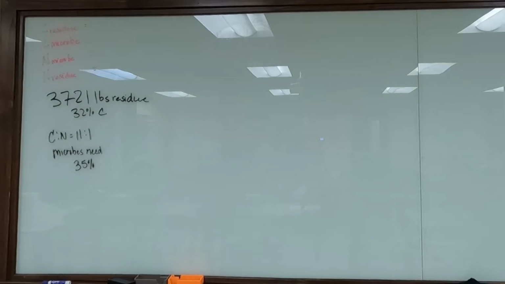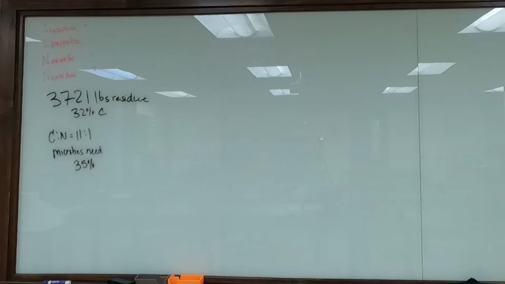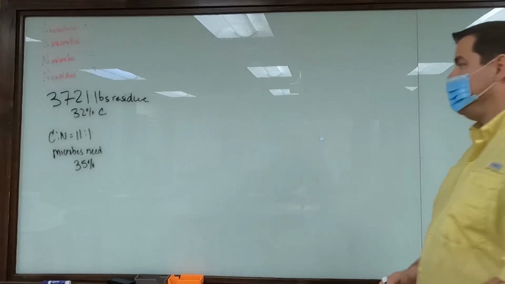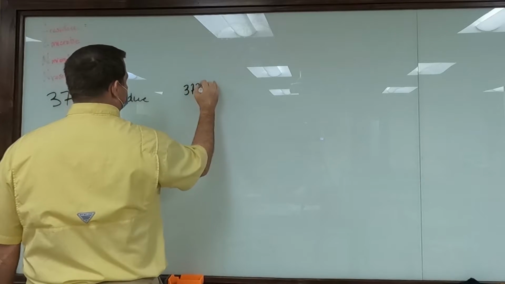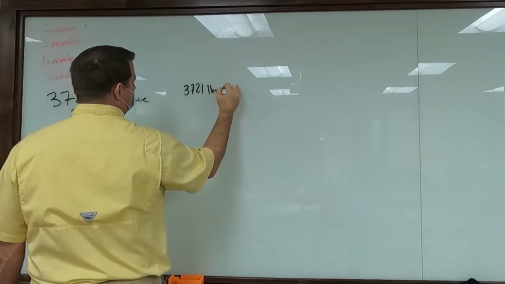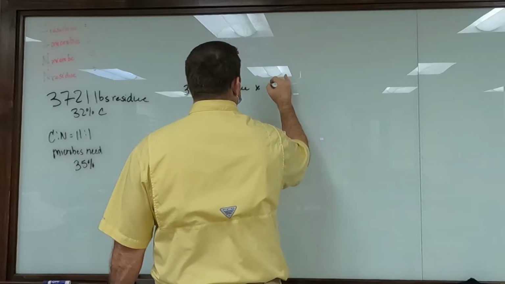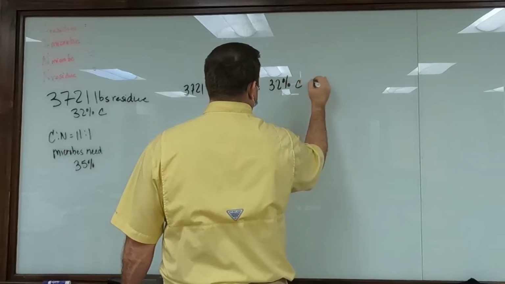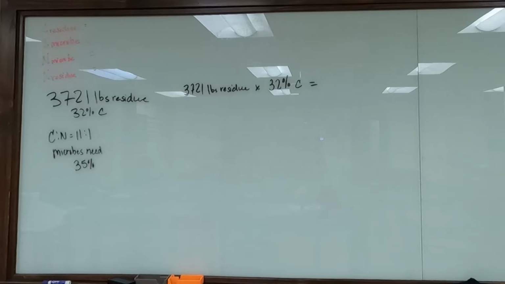Alright, what's our first step here? Jacob, what's the first thing we need to do? Go ahead, Madison, you do your thing. My internet's been weird. I haven't been able to get to the videos. First we need to find the carbon content of the residues.